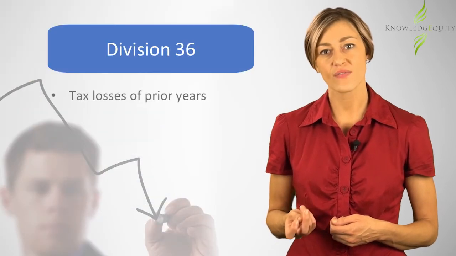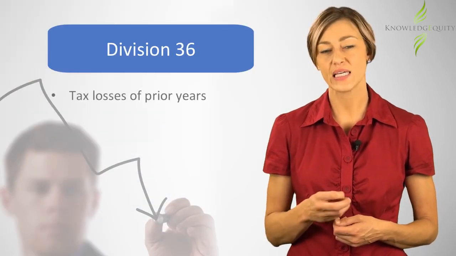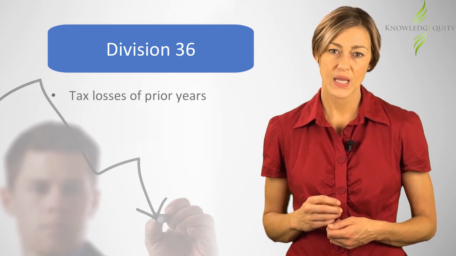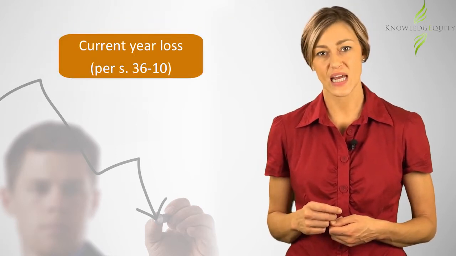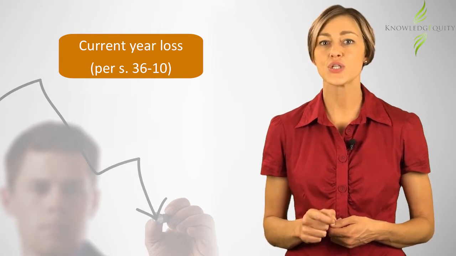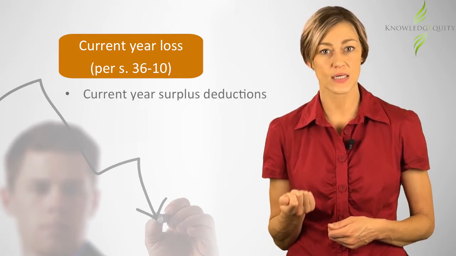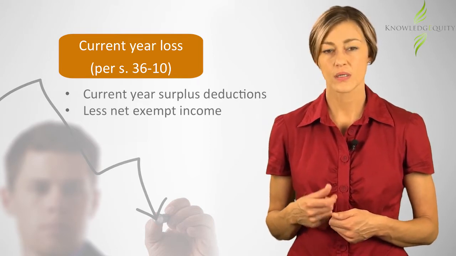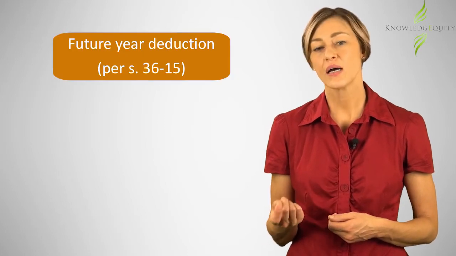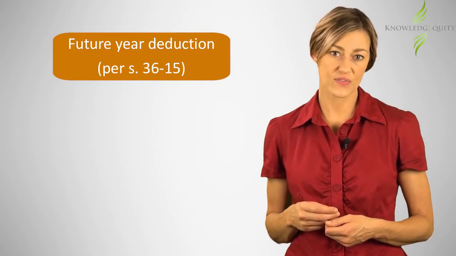Division 36 covers the deductibility of prior year tax losses. Deduction for a current year tax loss is covered in Section 36-10 and is calculated using the current year surplus deductions less net exempt income. The rules for applying tax loss as a deduction in a future year are covered in Section 36-15.